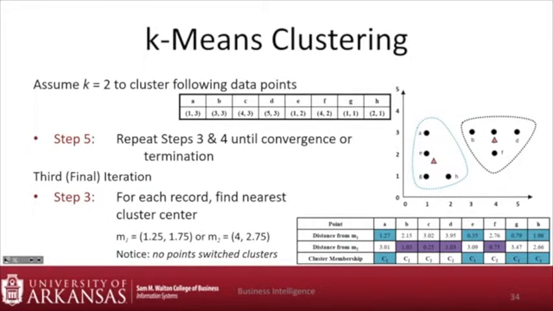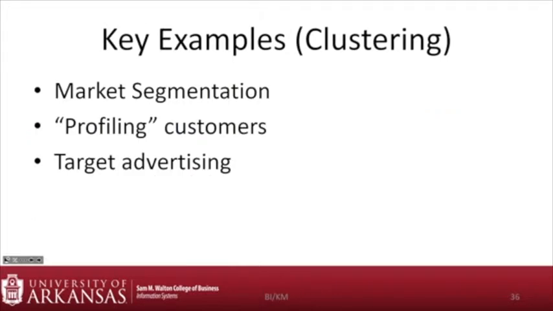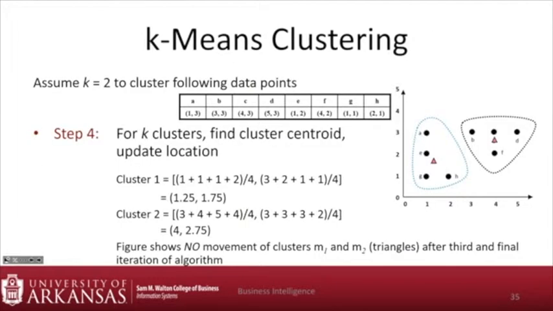And this time, nobody moves. Everybody's happy. They're in their right spot. So that says we don't have any point switching clusters, no movement. That's as far as we have to go. So this only took us 3 iterations to get all the points where they need to go. Usually it'll take tens and 50s and hundreds and thousands, depending on the size of the sample. But that's the idea behind our clustering algorithm.